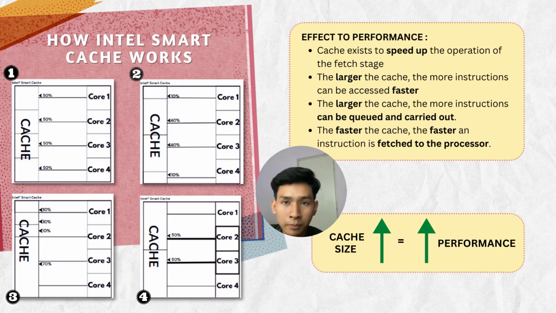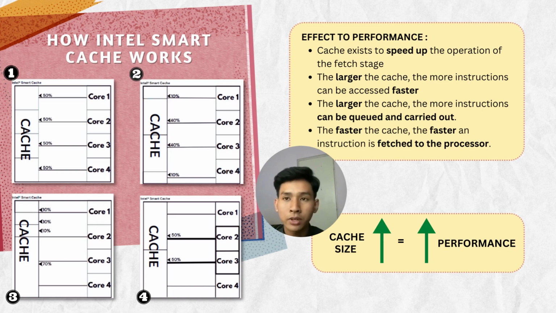Now we can see how Intel Smart Cache works. Okay, the first diagram is the cache system without the Intel Smart Cache. We can see that every core receives the same percentage. This is not efficient and slower than it could be. The second diagram is the cache system with Intel Smart Cache. We can see that each core receives a percentage based on their usage, so it could be more efficient and faster.